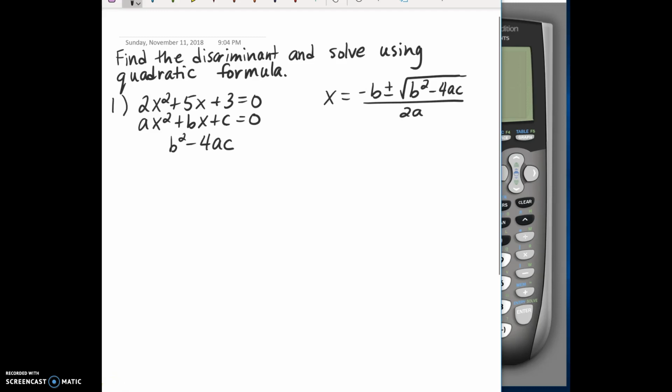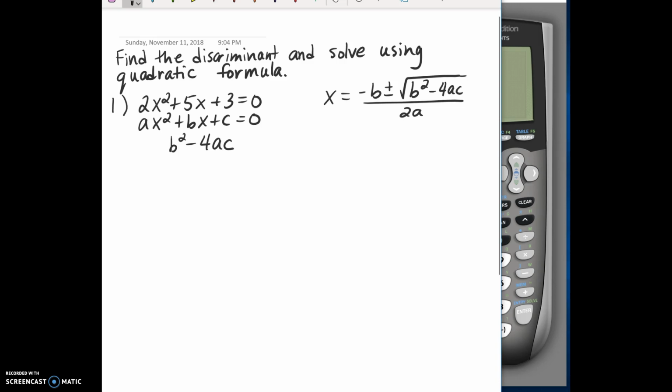All right, in this video, we will continue finding the discriminant, but we also will finish solving using the quadratic formula. So you might want to pause the video to get this first example copied: 2x squared plus 5x plus 3 equals 0. It is already equal to 0, so we're good. And I just rewrote the quadratic formula here so that we have it all in one spot.